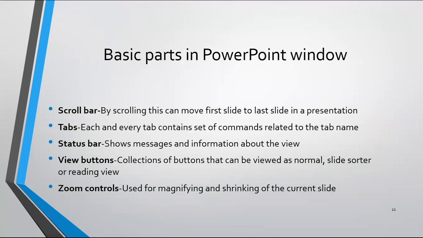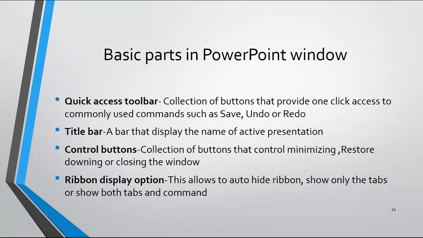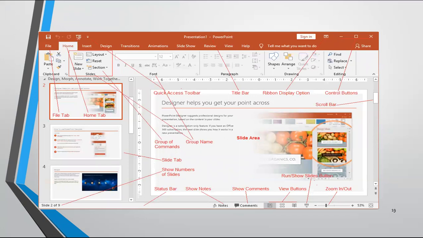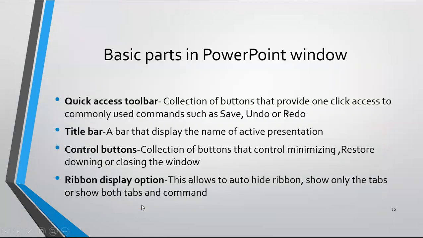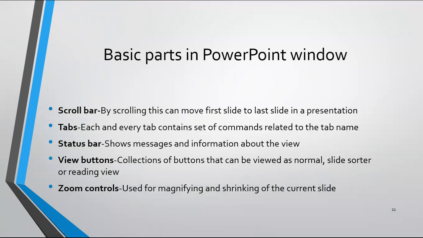And the status bar shows the messages and information about the view, right? So the status bar, I'll show you, is here, this one, right? Now you can't see anything, but once you start using Microsoft PowerPoint you can see some information about the view, right? Now I can't see it because I have switched to the presentation view, right? Otherwise you all can see.